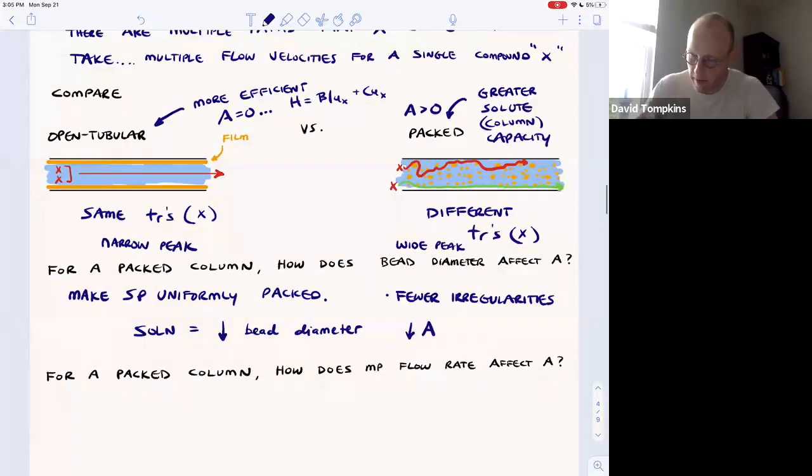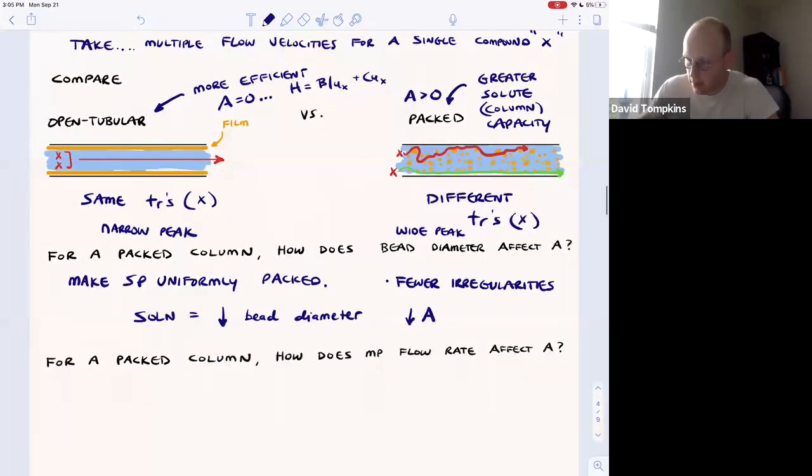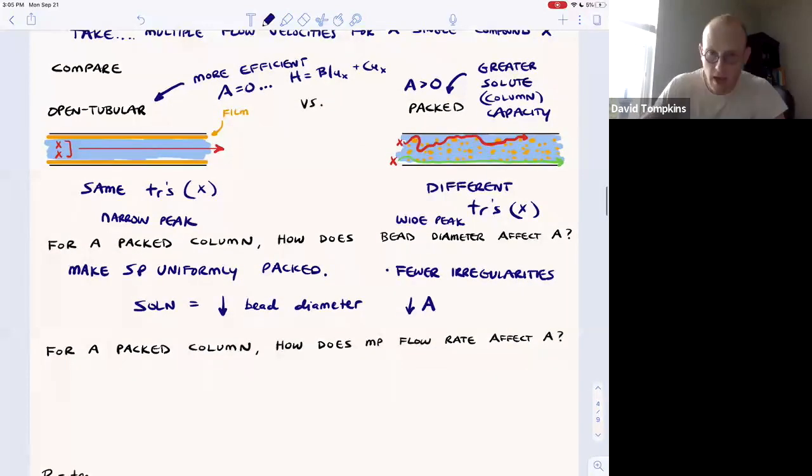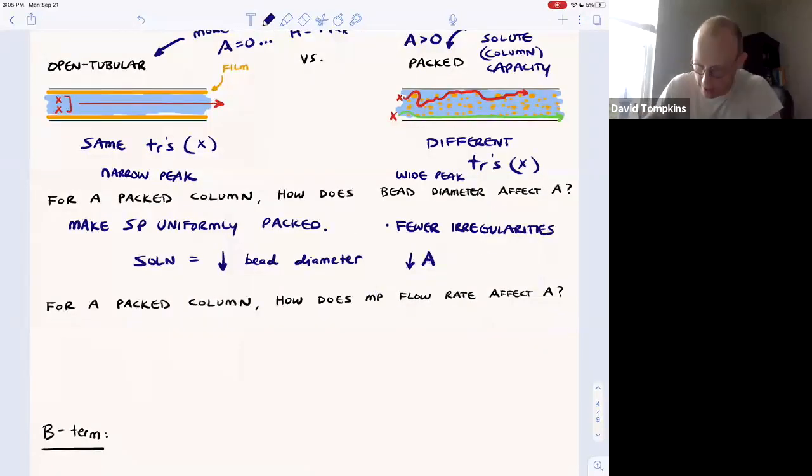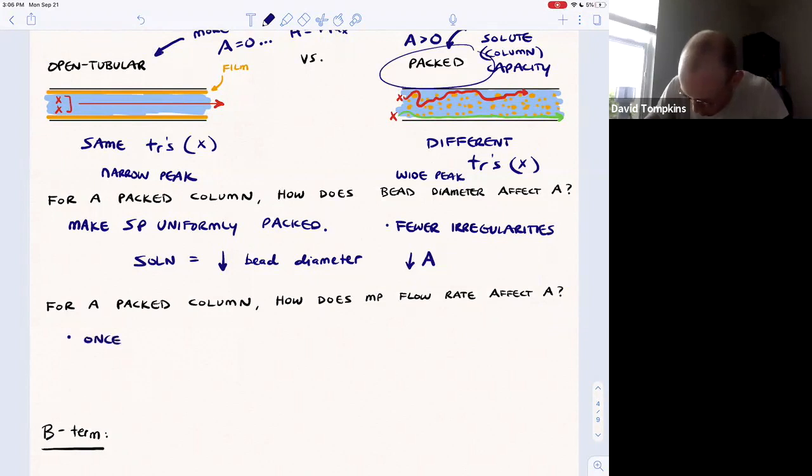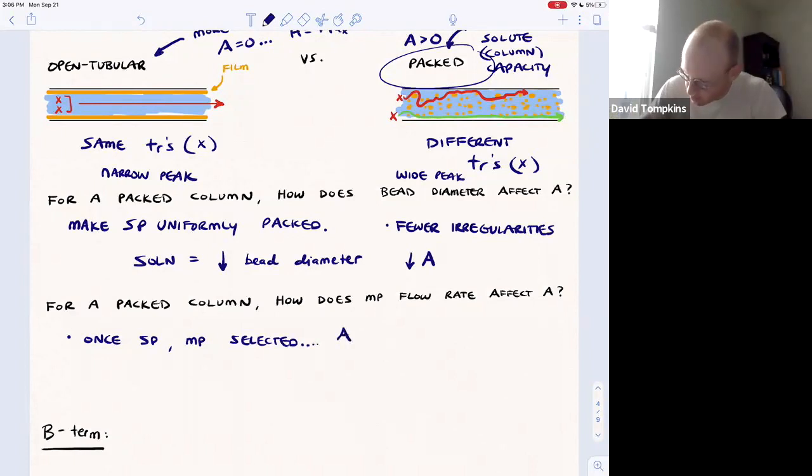Additionally, for a packed column, the flow rate is not going to affect the A term. Okay, so A is not even present in open tubular, and in packed, it's simply a constant. So once the stationary phase and the mobile phase are selected, then A is a fixed constant.